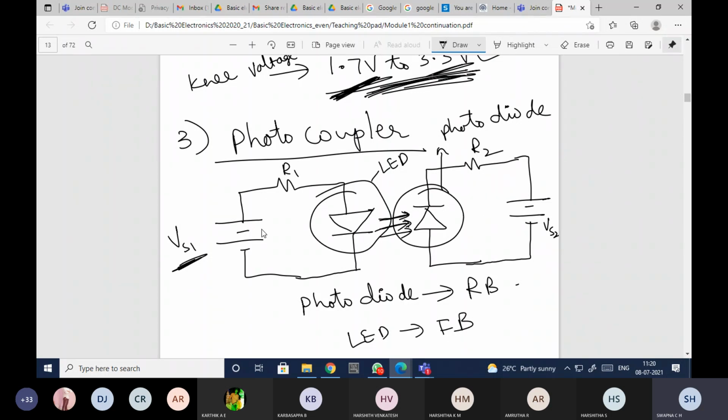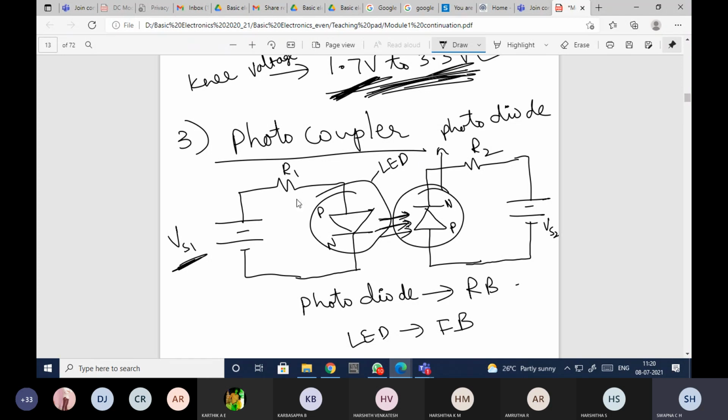Okay, so if you just observe, first of all let us see how the LED is biased. So this is my LED, how is it biased? See, this is my P and this is my N. P is connected to positive and N is connected to negative. So whatever voltage VS1 I am supplying, it will ensure that the LED is forward biased. Since it is forward biased, the light will fall on this. Okay, and here if you observe the connections related to the photodiode, this is my P and this is my N. P is connected to negative and N is connected to positive. This ensures that the photodiode is reverse biased.